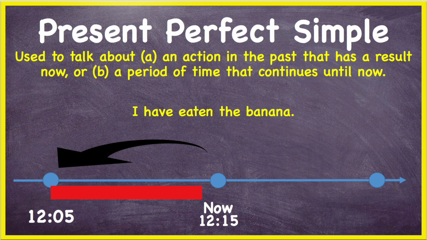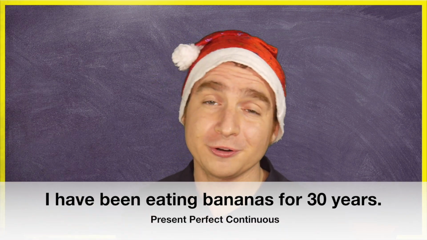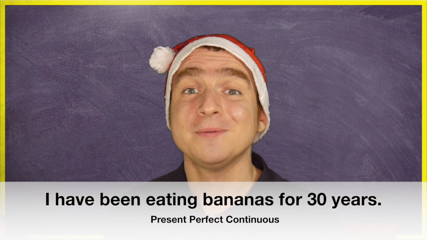Okay, and the structures. I have eaten the banana. This is subject plus have plus past participle. The negative is I have not eaten the banana. Subject plus have not plus past participle. And then the question, have you eaten the banana, is have plus subject plus past participle. I have been eating bananas for 30 years.